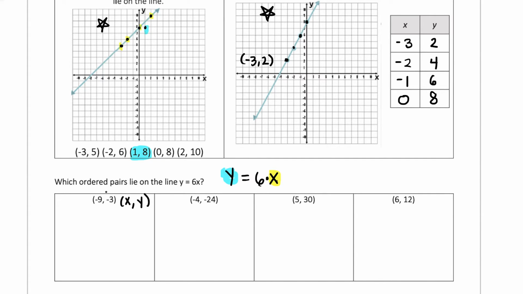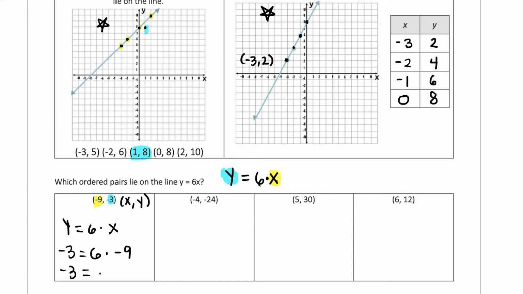If it does, then these points are on the line. If it doesn't get us that y value, then that means this point would not end up on the line. So let's test this out. In our first one, our y value is -3, and our x value that we want to enter is -9. So y should equal 6 times x. My y value is -3, and my x value is -9. So -3 should equal 6 times -9.